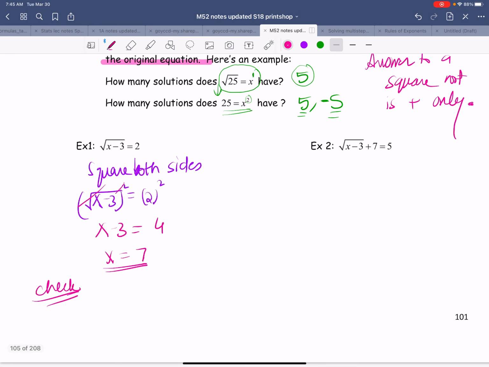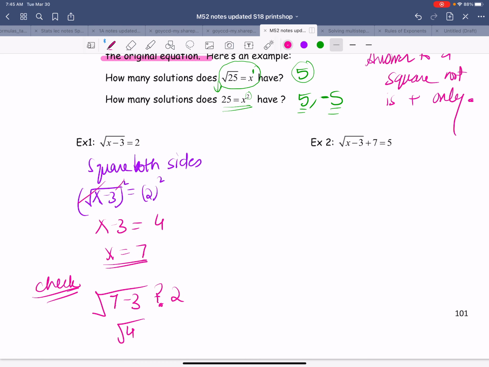So here, let's check. I'm going to plug into the original equation. 7 minus 3, is that equal to 2? Square root of 4, yes, that is equal to 2. So the left hand side is equal to the right hand side. That means this is the correct solution, and I'm going to circle it, box it, highlight it, however you want to notate that this is your final solution.